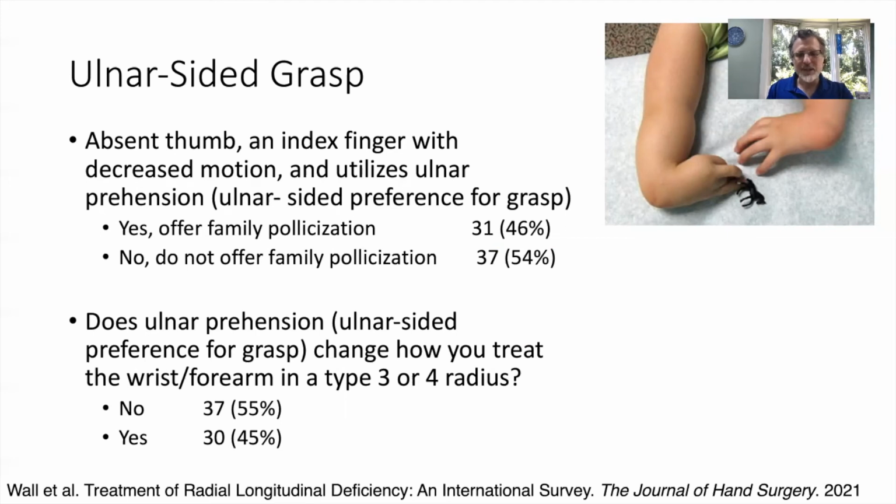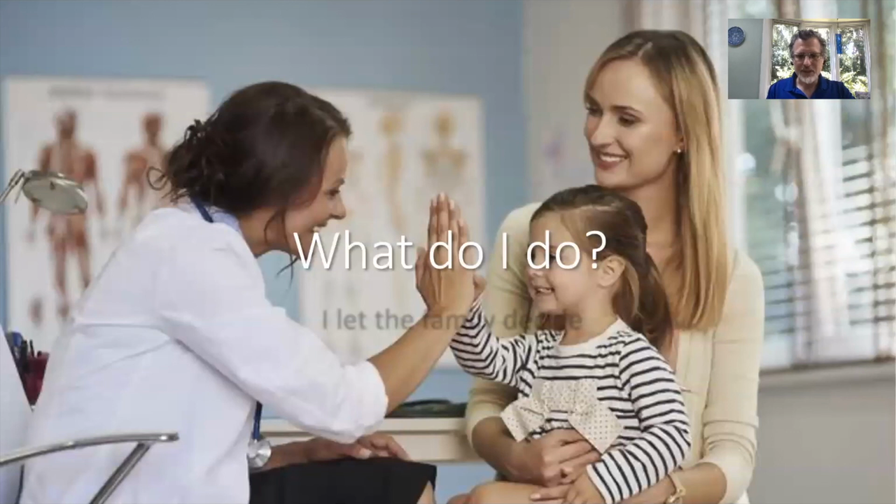Now, another survey question is, does ulnar prehension or ulnar-sided preference for the grasp change how you treat the wrist and the forearm? And again, this was about 50-50. So ulnar-sided grasp did make an impact on the physician's choice, and therefore what the family was offered. But I think in my hands, this is not even a question. If their index finger is not mobile, and they use their pinky and their ring finger for grasp, I do not pollicize those hands. So what do I do really? I let the family decide.